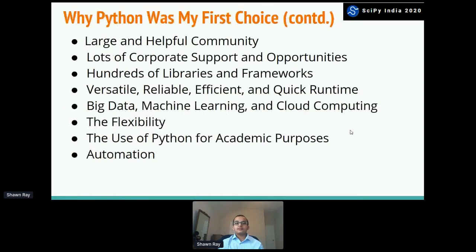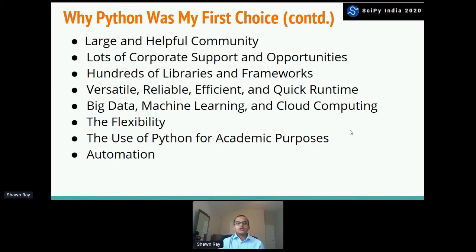Continuing, Python has a large and helpful community. In fact, Python is the most popular language in the world, and there are a lot of people that are just there and willing to help you whenever you need it. There's also a lot of corporate support and demand because the corporate world needs programmers to run, and Python is a very powerful language, and they really, really want Python programmers, even preferring them over JavaScript programmers or Java programmers.